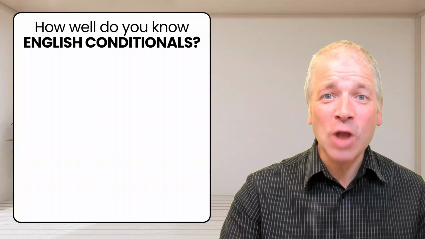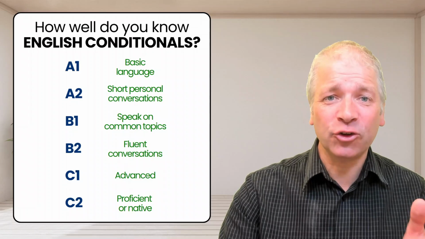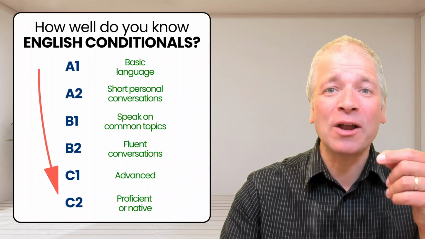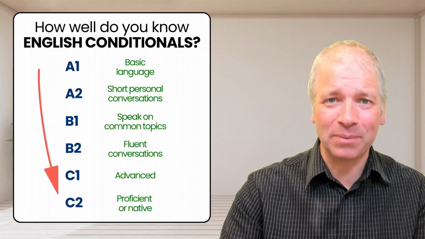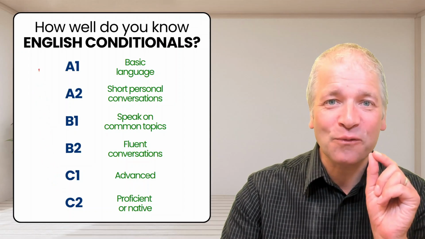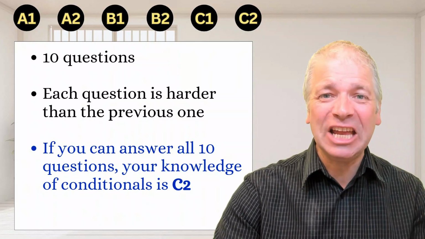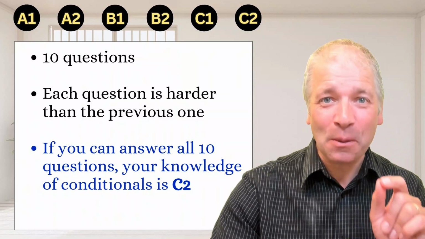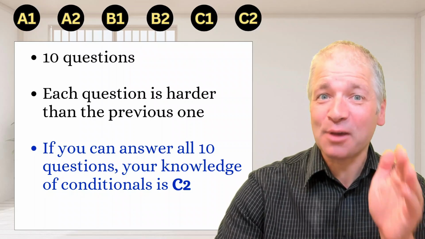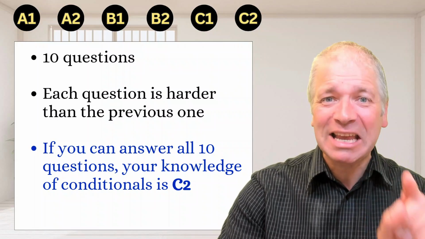How well do you know English conditionals? Perhaps you know the basic A1 and A2 rules, but do you know the more advanced English grammar rules, B1, B2, C1, C2? Take this test to find out. In this test, there are 10 questions, and each question is harder than the previous one. And if you can answer all 10 questions, your knowledge of conditionals is C2.